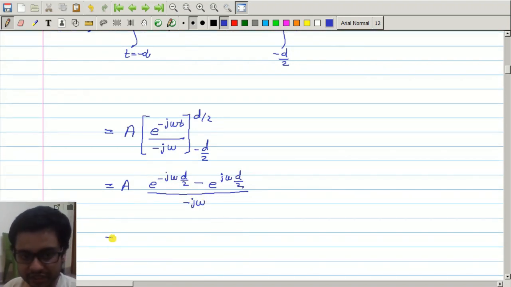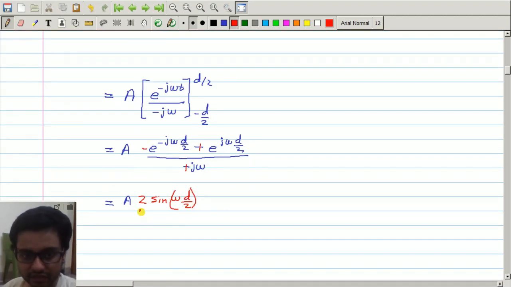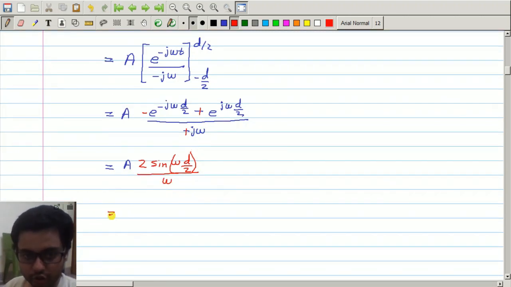Now this you can write as a, you can make it plus and a minus here, then this 2 together with this j will give us 2 sine omega d by 2, and we shall have omega in the denominator. This you can also write as a sine omega d by 2 divided by omega. This 2 I shall put downstairs like this, and then let me multiply and divide with d.